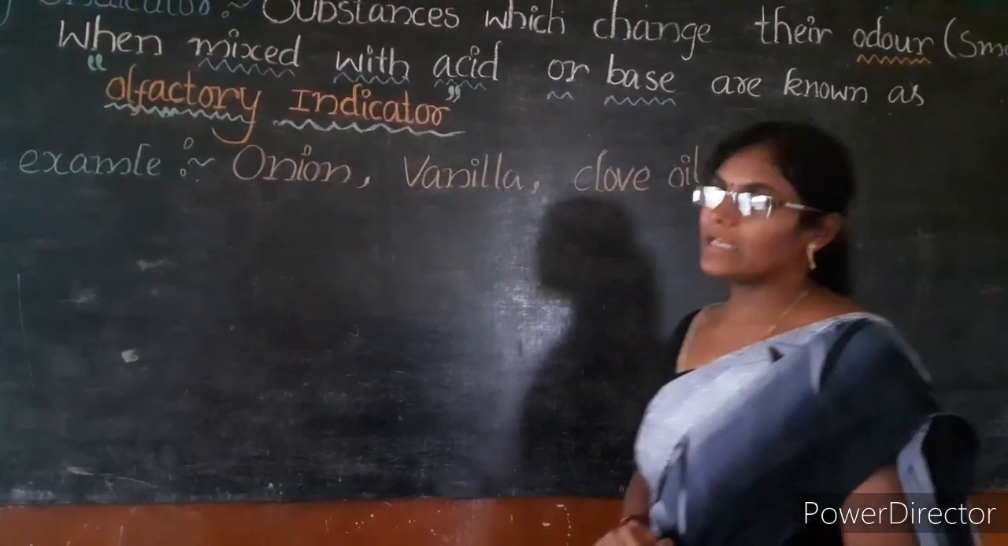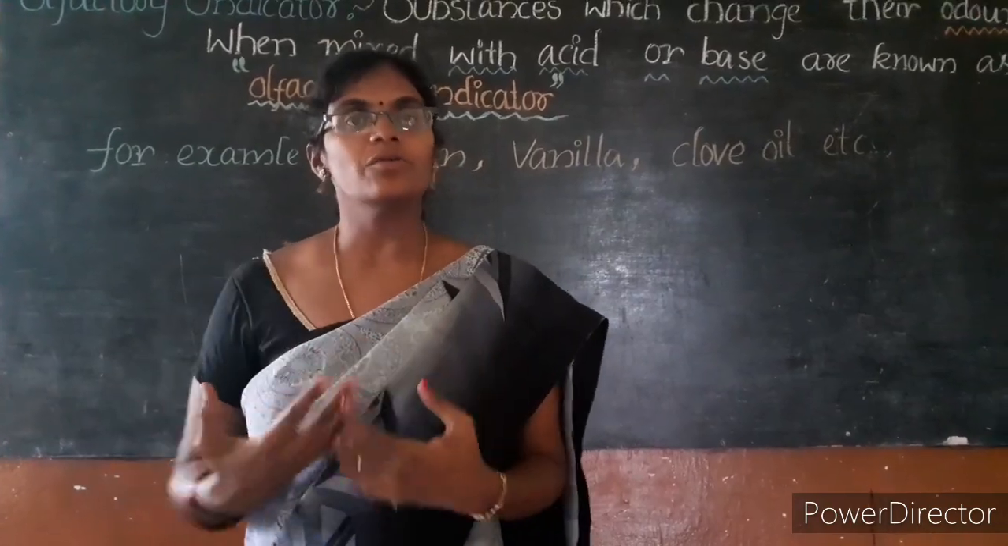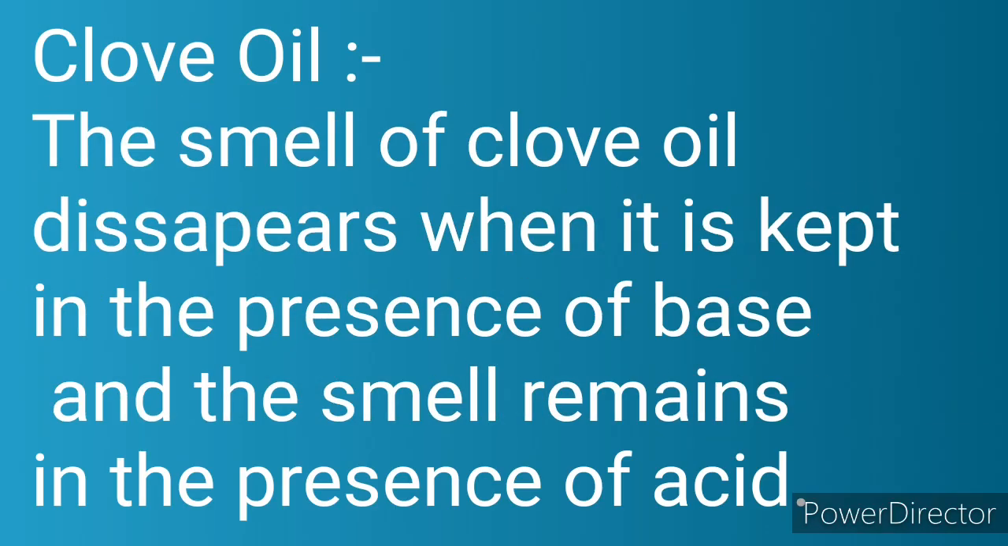same activity with vanilla and clove oil and observe the changes. Children, what changes can you observe? In vanilla extract, the smell of vanilla vanishes with a base, but its smell does not vanish with an acid. And in the case of clove oil also, the smell disappears in the presence of a base, and the smell remains in the presence of an acid.